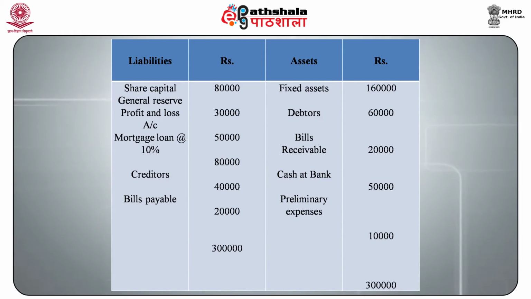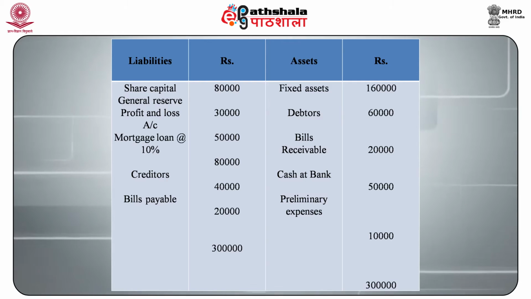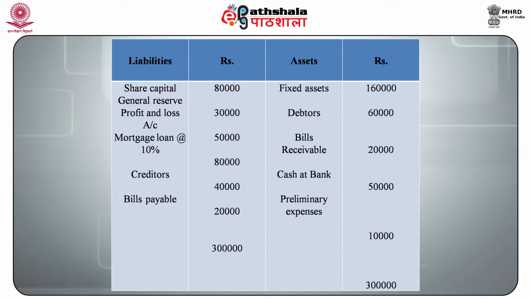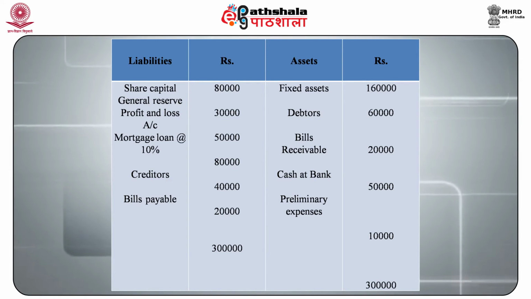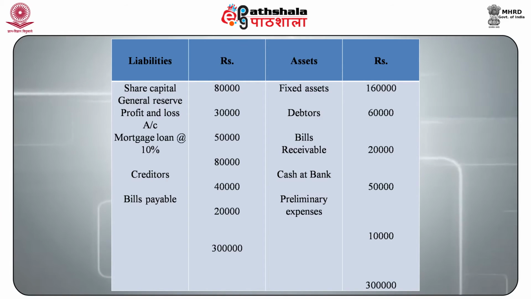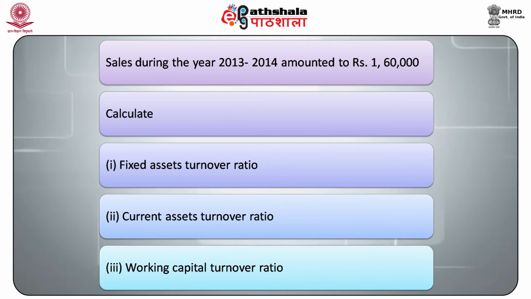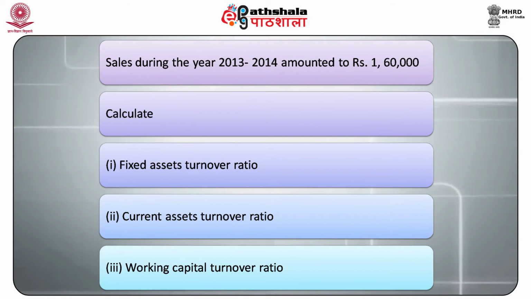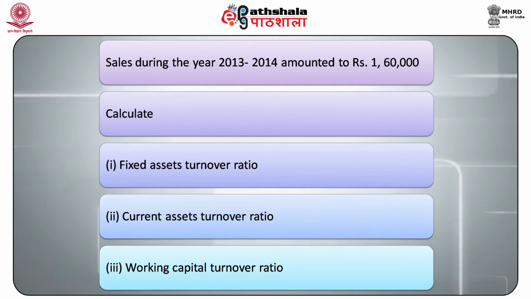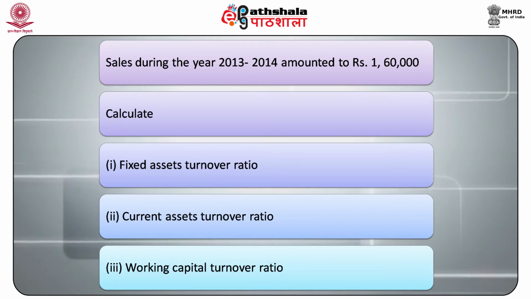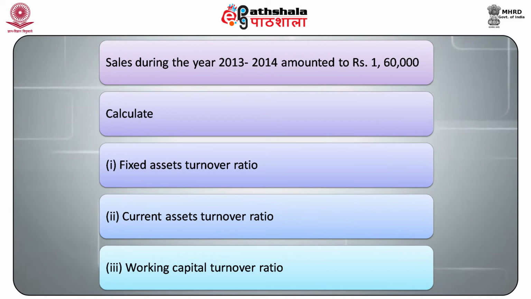The assets on the other hand are fixed assets at 1,60,000, debtors at 60,000, bills receivable at 20,000, cash at bank at 50,000, preliminary expenses at 10,000. The net assets are 3 lakh. The other information is sales during the year 2013-14 amounted to rupees 1,60,000. We need to calculate the fixed asset turnover ratio, the current asset turnover ratio, and the working capital turnover ratio.